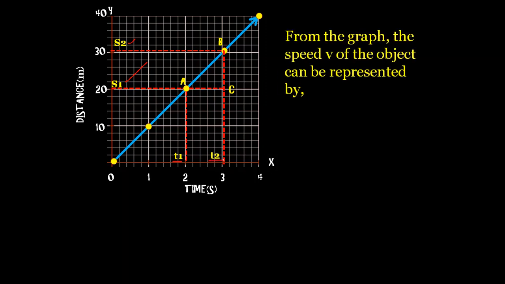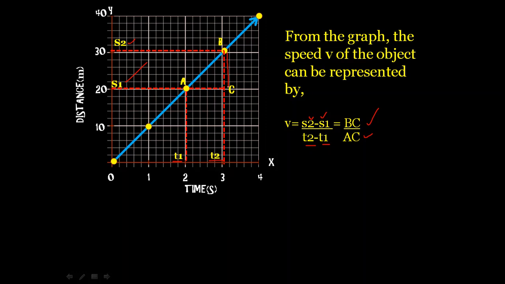Now let's see. From the graph, the speed v of the object can be represented by, speed v कैसे कैलकुलेट हो सकती है. v is equals to s2 minus s1 upon t2 minus t1. s2 minus s1 क्यों किया, y एक्सिस के कोऑर्डिनेट्स से ये दोनों, एंड t2 minus t1 x एक्सिस के कोऑर्डिनेट्स, और हमने इसको इक्वल लिख दिया bc और ac के. ऐसा क्यों किया, देखिए bc जो है हमारा, ये हमारा डिस्टेंस हो गया.